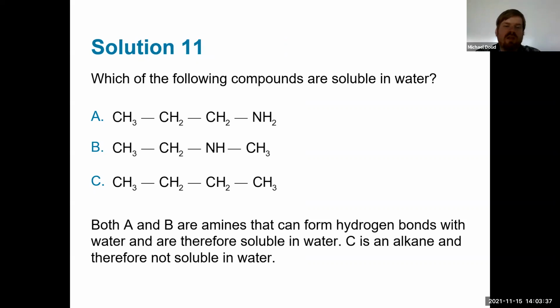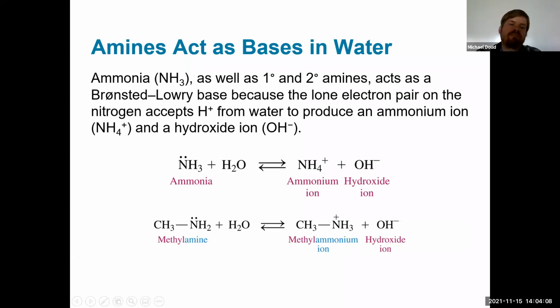Okay, well, it's pretty straightforward. A and B both contain amine functional groups, and they have 1, 2, 3 carbons for both of them. 3 is less than 6, so we know that the hydrogen bonding is going to outweigh the nonpolar carbon-hydrogen and carbon-carbon bonds and lead to them being soluble in water. C, on the other hand, does not have this amine group, so it can't form hydrogen bonds with water, so it will be insoluble in water. Okay, now amines can also act as bases in water.